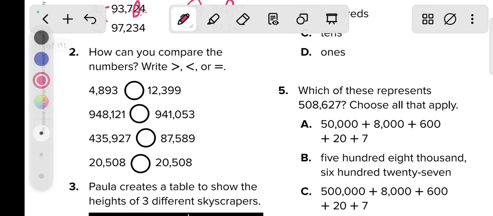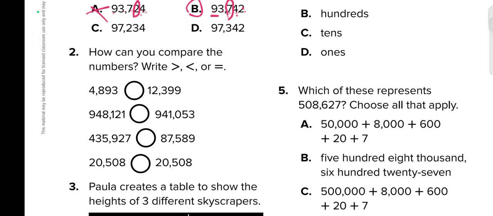Compare between them which one is bigger, and I think it's so easy for you guys. Firstly, you have to count how many digits you have. Okay, here how many digits you have? 1 2 3 4. It's 4 digits. 1 2 3 4 5. It's 5 digits. Of course, 5 digits is more than 4 digits.